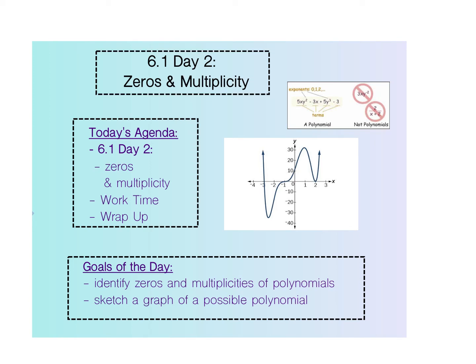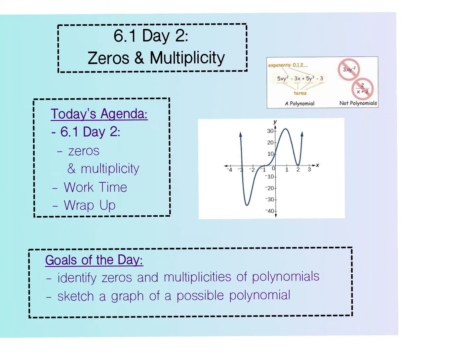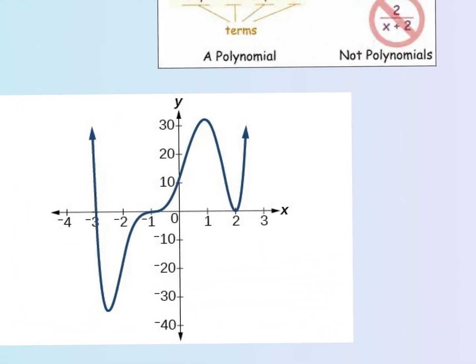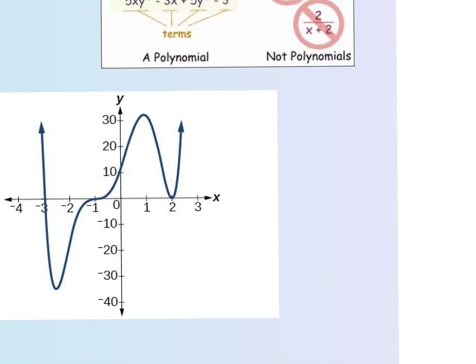Okay, for today we are doing 6.1 day 2. This is about zeros and multiplicity. All right, I'd like you to take a look at this graph right here. And I would like you to name for me what are its zeros and what is it doing at each of its zeros?